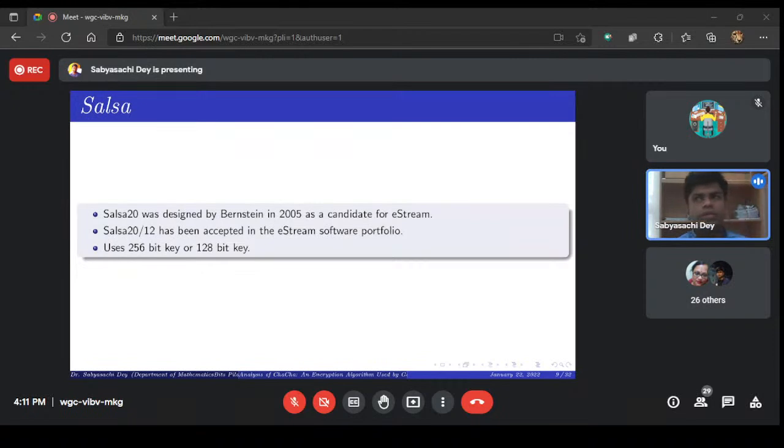Round means this is basically iteration. So inside the algorithm, we repeat the same operations. Each iteration is called a round. Now the author has submitted 12 rounds only, and it was selected. And this Salsa uses a key of length 256 or a key of length 128. Okay. So Salsa was designed in 2005.